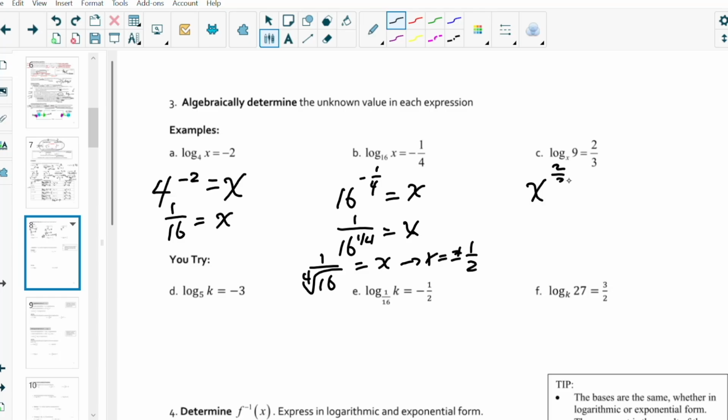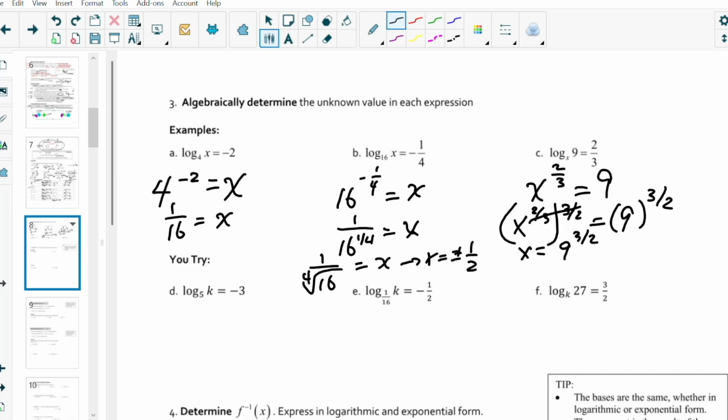Next one, log base x of 9 equals 2/3. So x to the 2/3 equals 9. Okay. How do I solve this? I need to isolate x, so I'm going to raise x to the 2/3 to the 3/2 exponent. So I got to do that to the other side, 3/2. This is 1, so that's x equals 9 to the 3/2.